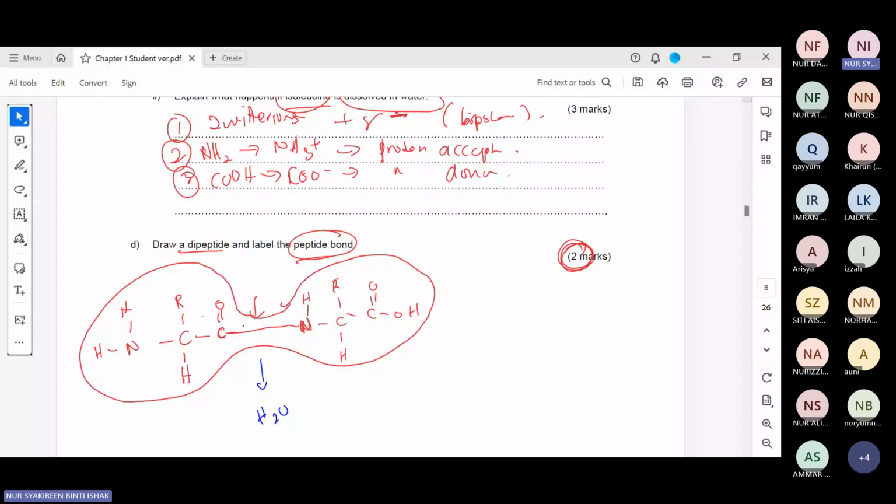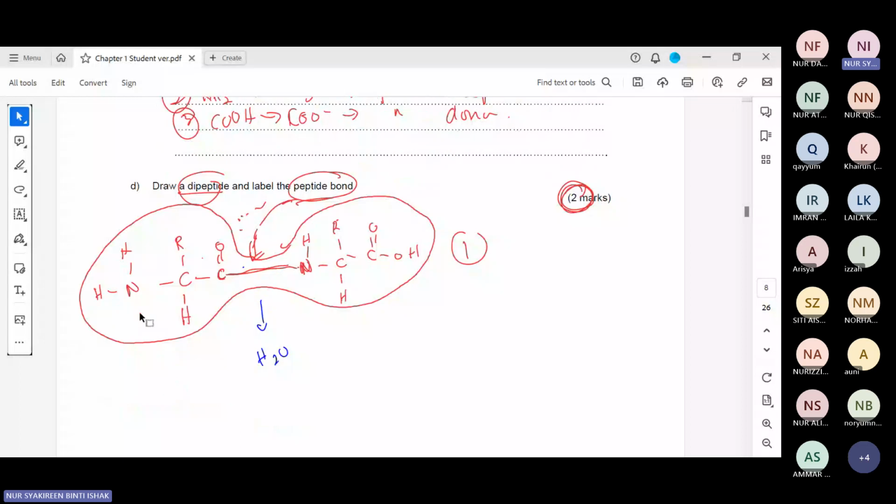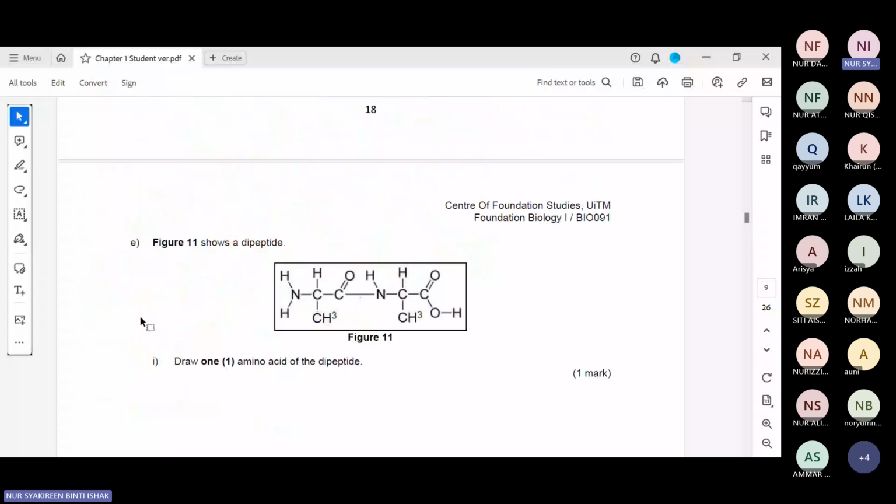So next question, question 11. Question E, figure 11 shows a dipeptide. This is the molecule, except here they have given the specific side chain, CH3. So basically these are the same amino acid attached together. So draw one of the amino acids, and that is fine.